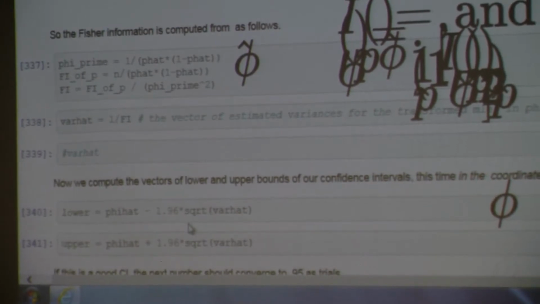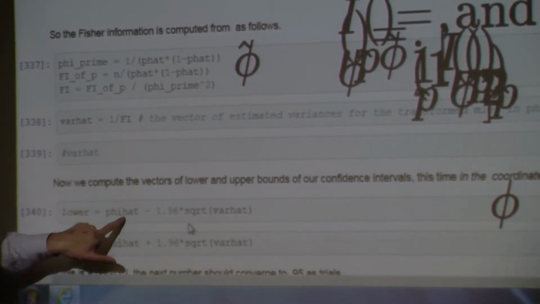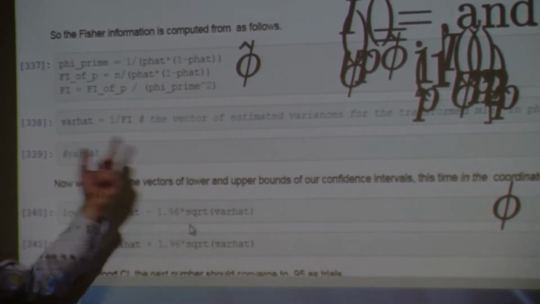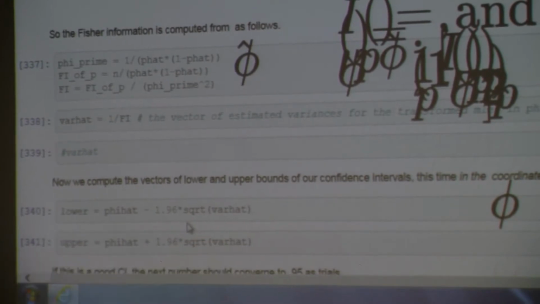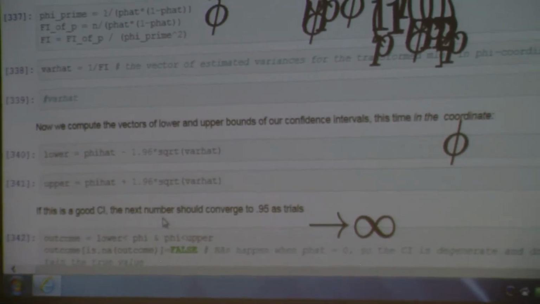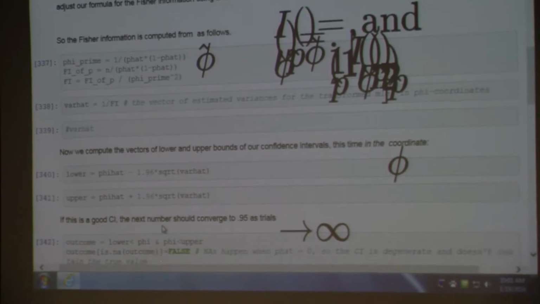So the lower bound again is just the same thing. In the phi coordinates, we have to use phi hat as the center of our interval and the variance of phi hat as the variance. And then if this is a good confidence interval, it should converge to 0.95 as the trials go to infinity.